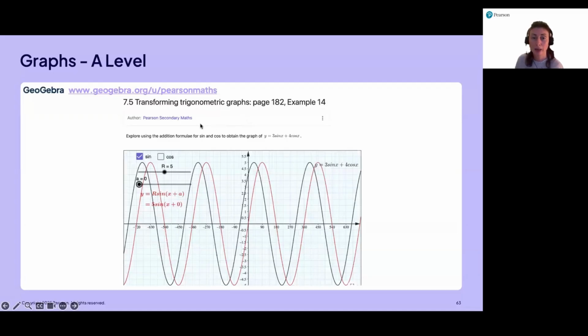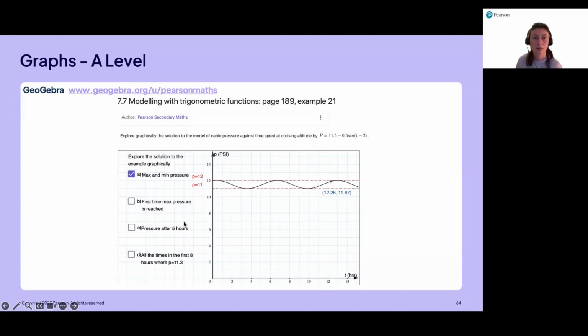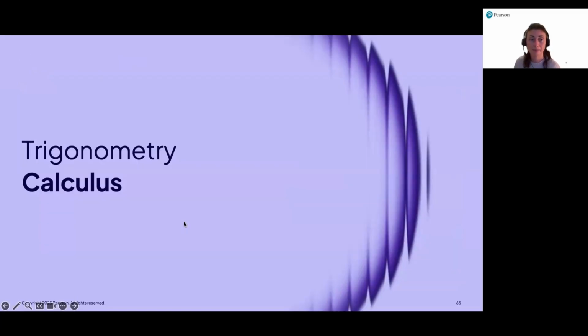And then you can also see on there, there's the original equation as well, where it's split into sine and cos, y equals 3 sine x plus 4 cos x. And for modeling max and mins, likewise, another good resource there to investigate.